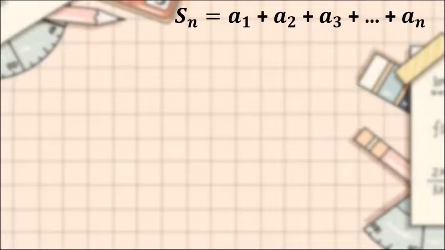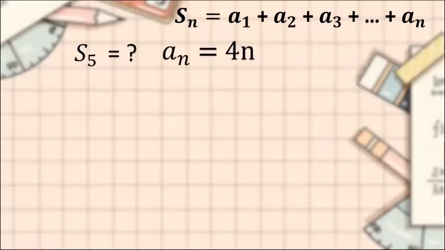But how are we going to get the series if there is no term given? And the general term is the only one that is present in our problem. So let's try an example. Let's find the series of the 5 terms given the general term is a sub n is equal to 4n. Take note, this a sub n is equal to 4n is our general term.